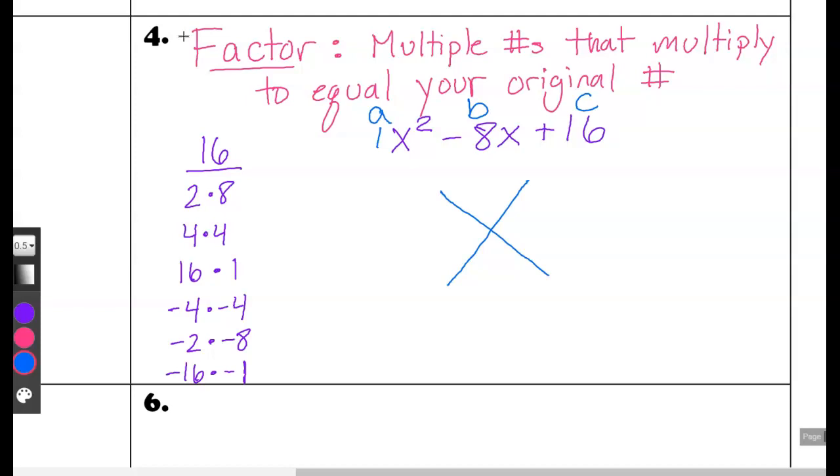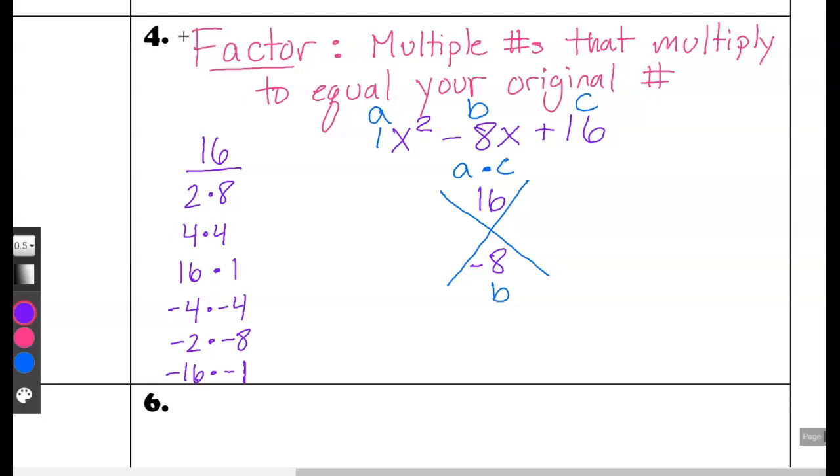So if I tell you a times c goes up top in our x, what is a times c? 16, yeah, because 1 times 16 is 16. So up top goes a times c, which in our case is 16. And in the bottom goes your b term. What is our b term in this problem? Negative 8. So this is the setup. You'll always put a times c up top and b in the bottom.